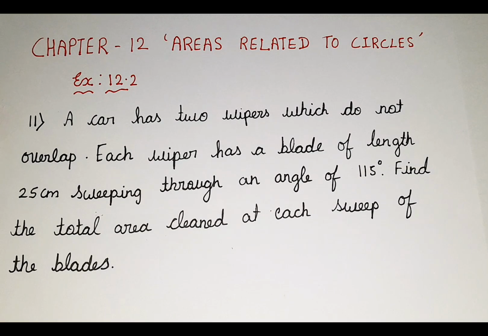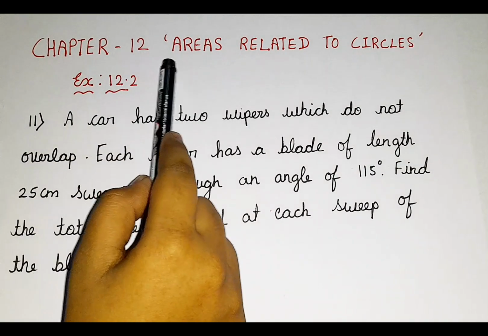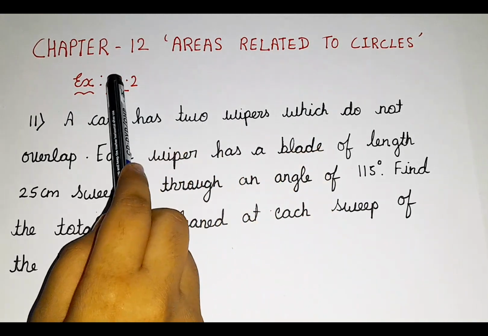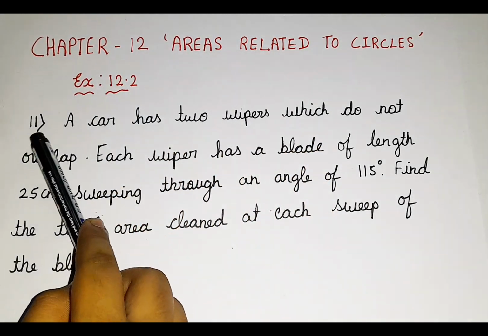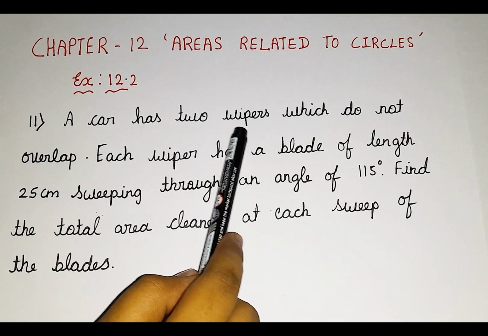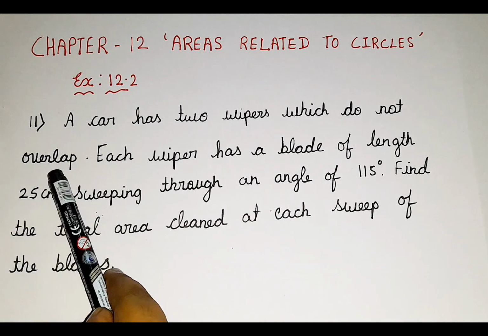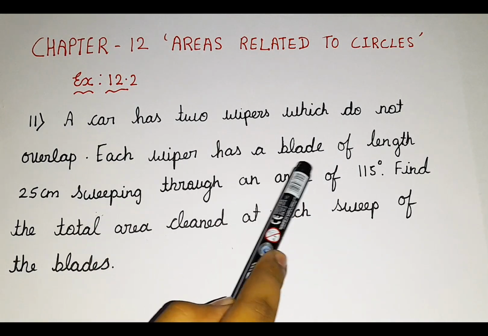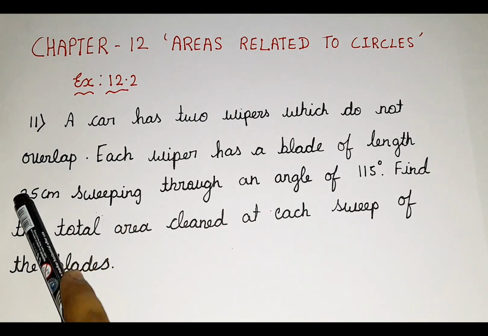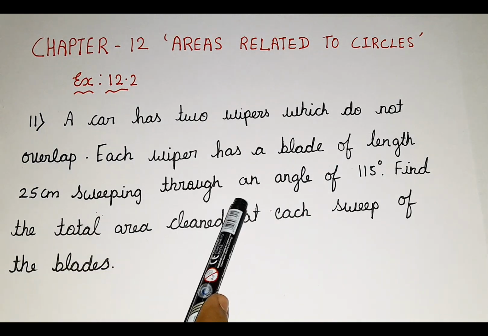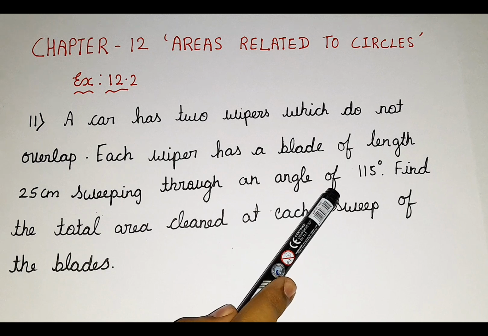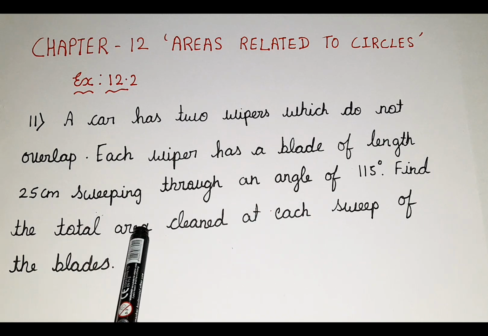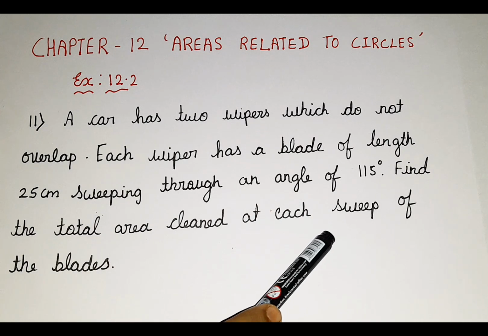Today we are going to be learning Chapter 12 Areas Related to Circles, Exercise 12.2, 11th question. A car has two wipers which do not overlap. Each wiper has a blade of length 25 cm sweeping through an angle of 115 degrees. Find the total area cleaned at each sweep of the blades. So this is the question.